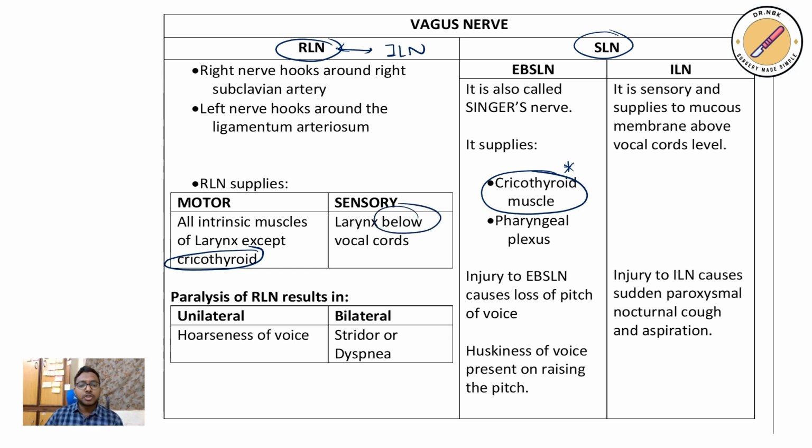Whenever you have an injury of the recurrent laryngeal nerve, if it is unilateral, it will result in hoarseness of voice. Whereas in bilateral recurrent laryngeal nerve injury, the vocal cords will assume a cadaveric or paramedian position. That will cause stridor or dyspnea, and there is also a chance of aspiration. That is why bilateral injury is very life threatening. Okay, so this is about the recurrent laryngeal nerve.